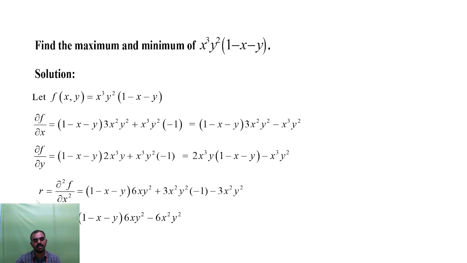Next, to find the r value. This is r = ∂²f/∂x². Right? So differentiate this one again, partially differentiate with respect to x. So now this is constant and 3 is constant, x square differentiates to 2x, so 3 times 2 is 6x y square, plus, now this one is constant, so differentiate this one with respect to x: 1 is 0, minus x differentiates to minus 1, and minus y is 0. And here minus y square is constant, x cube differentiates to 3x square. So simplify this one, here plus into minus minus, the same terms, what do we get? So minus 6x square y square.